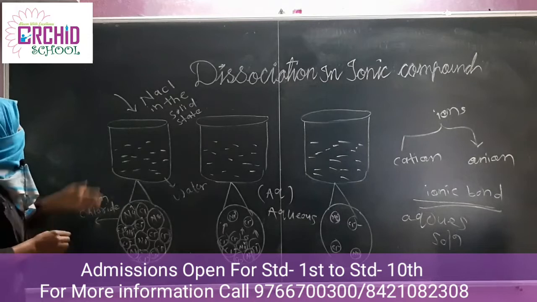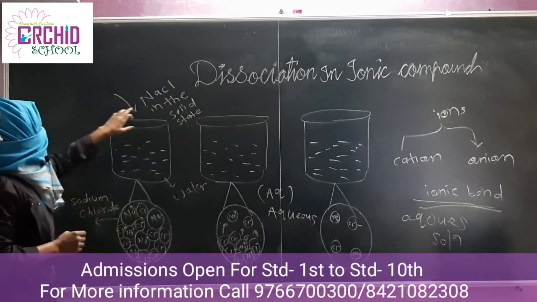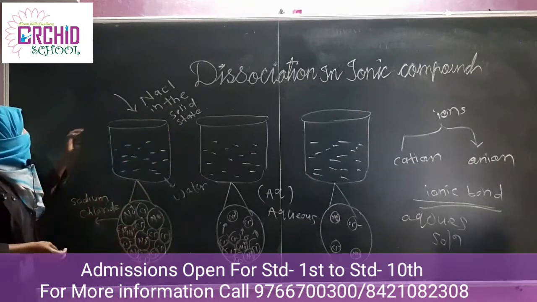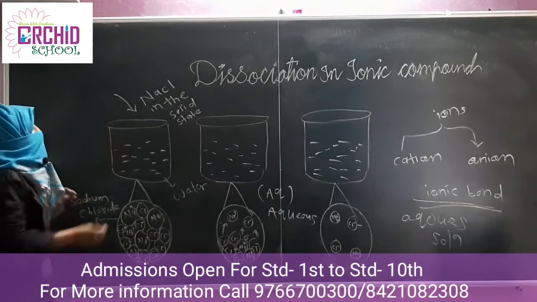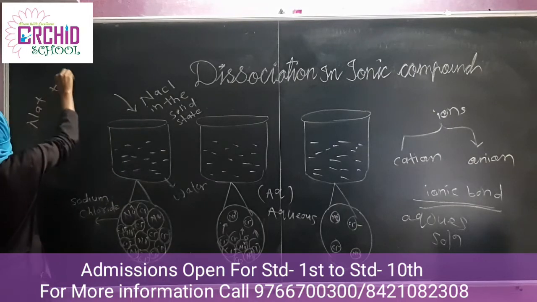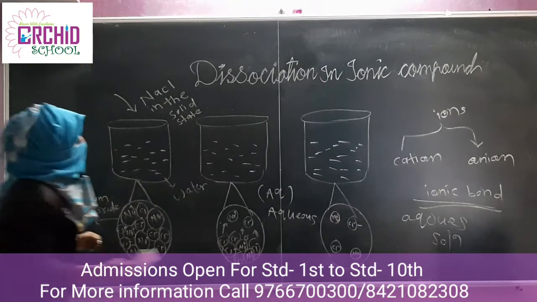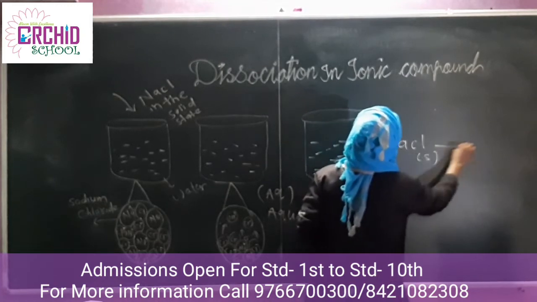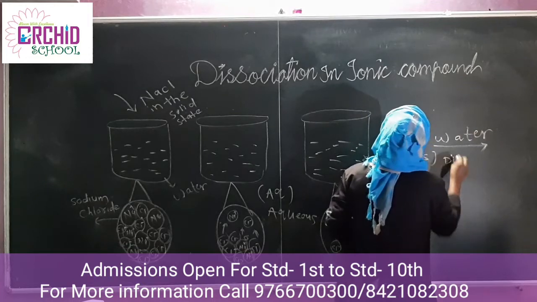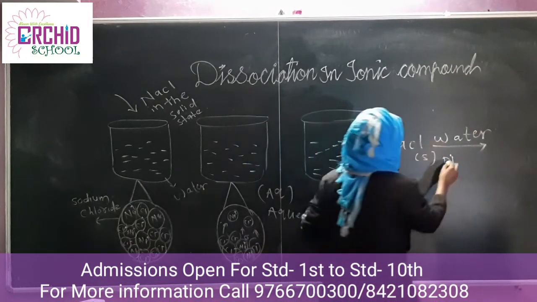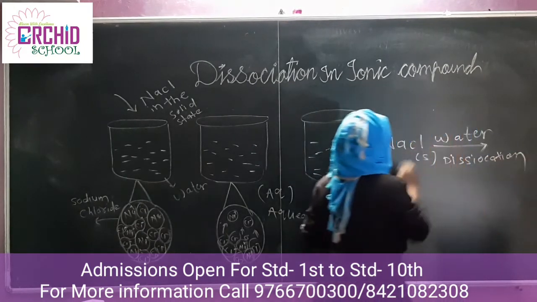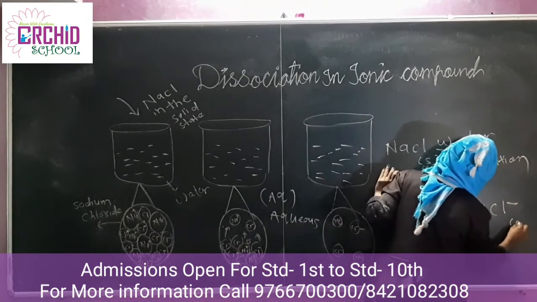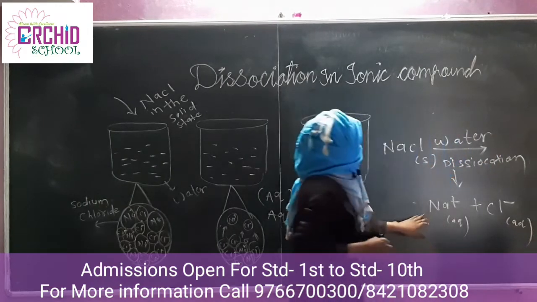Let us take the example of sodium chloride, the common table salt that we use in daily life. Initially, we take the sodium chloride in the solid state. When we dissolve the crystal of sodium chloride in water, its constituents get dissociated into Na positive and Cl negative. When sodium chloride is added into water, dissociation occurs, and here we get Na aqueous and Cl aqueous. This is the aqueous state.